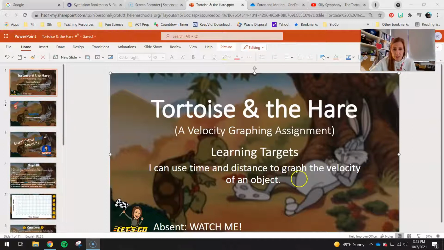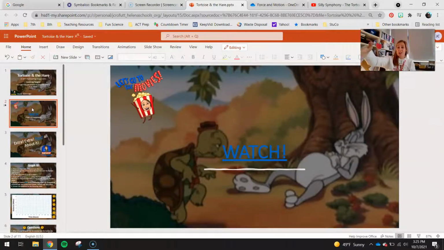Okay, with that being said, your learning target for today: I can use time and distance to graph the velocity of an object. One thing that's missing out of our formula for velocity is a direction. So that's really important, and I want you guys to keep that in mind as we move forward. Okay, moving on to slide 2. Remember that at any point during this video when you need to stop and do something, make sure you pause this video and then move forward.